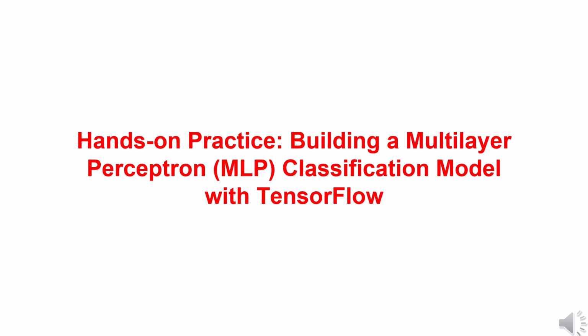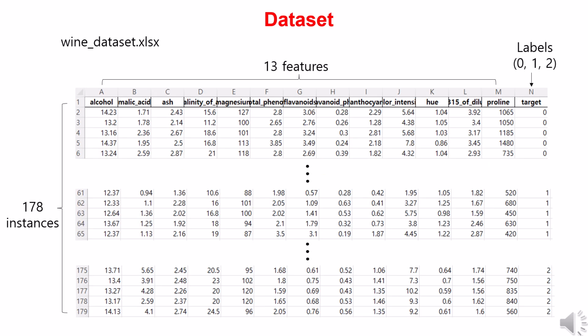In this video, we're going to build a multi-layer perceptron using TensorFlow and implement it as a classification model through coding. The coding file is available on GitHub for you to download and run. First, let's take a look at the dataset we'll be using for our classification model.